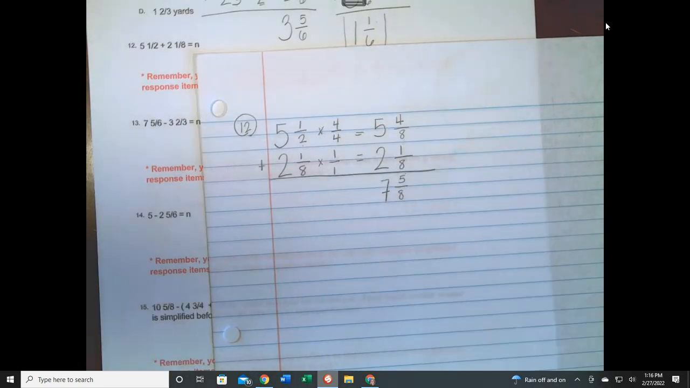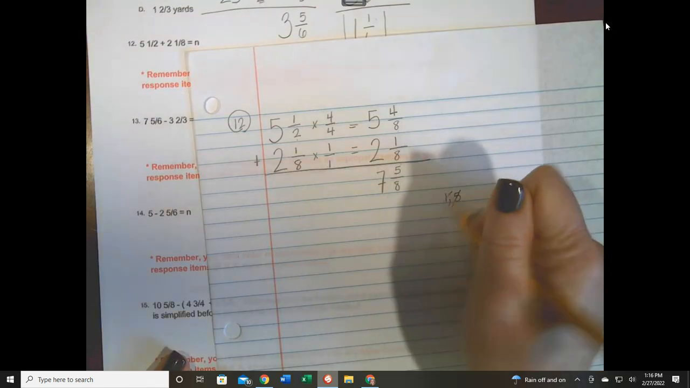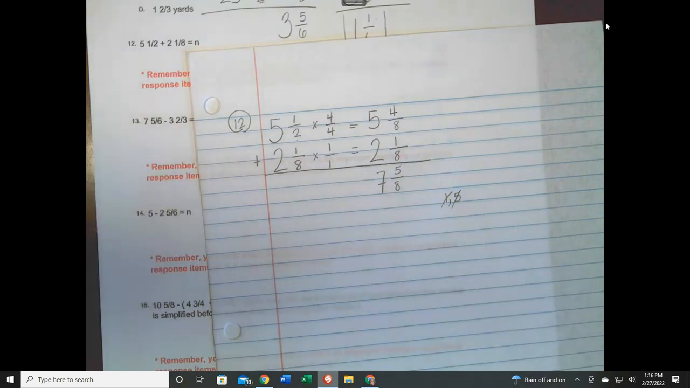5/8 does not simplify. The only factors of 5 are 1 times 5. 5 is not a factor of 8, and we wouldn't divide by 1. We'd still have 7 5/8. Now, we cannot put this in the computer as a mixed number.